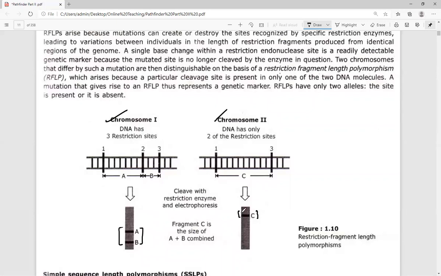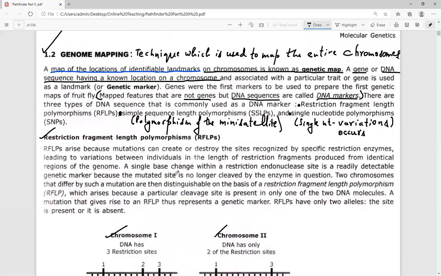ये क्या है? ये restriction fragment length polymorphism है. There is a restriction fragment which is going to be produced, and because of this there are several different types of bands being produced. Now look here. RFLP arises because mutations can create or destroy a site recognizable by restriction enzymes, leading to variation between individuals in the length of the restriction fragment.